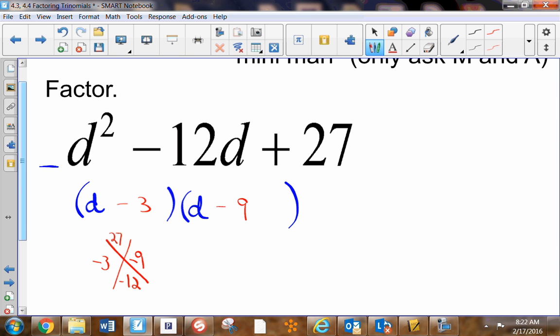But you can only do that if there's no leading coefficient. Or actually, there is a leading coefficient. It's just a 1. And so it automatically proves. You don't have to go through the whole process. You start with the grouping.